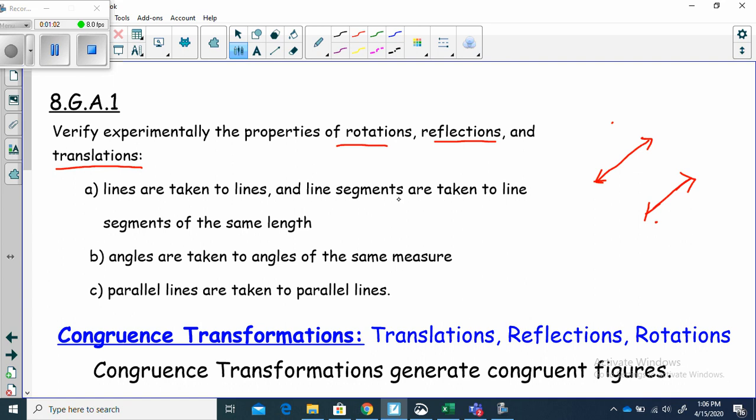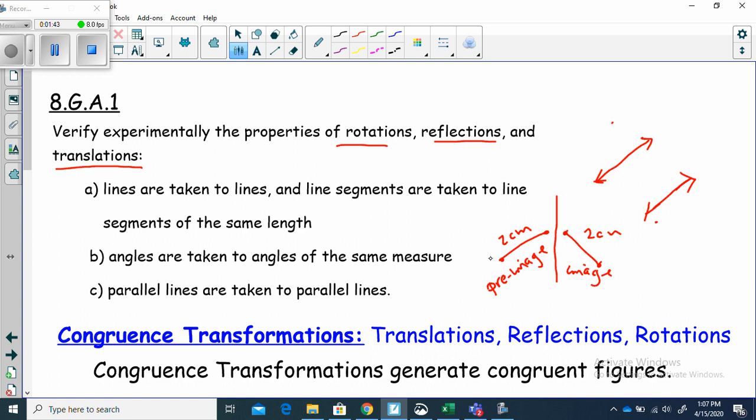If I start out with line segments, they're taken to line segments of the same length. If I have a line segment here, and it is 2 centimeters long, and I reflect it over, let's say, the y-axis, what I'm going to wind up with is a segment that is 2 centimeters long. They're going to be exactly the same length, the pre-image and the image. What you start with is called the pre-image. What we wind up with is called the image.